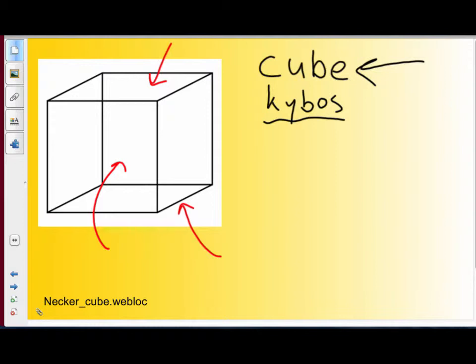It's just like a dice, isn't it? Just like a dice you might use to play a game. That's what we call a cube.